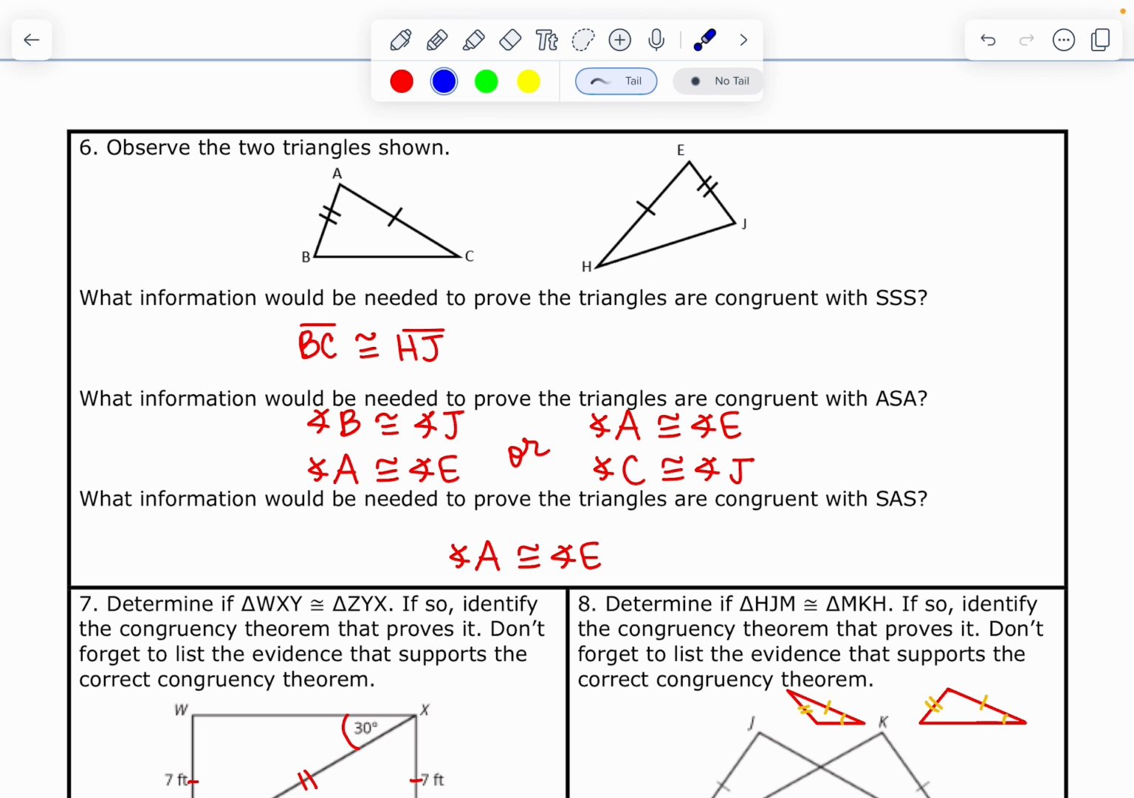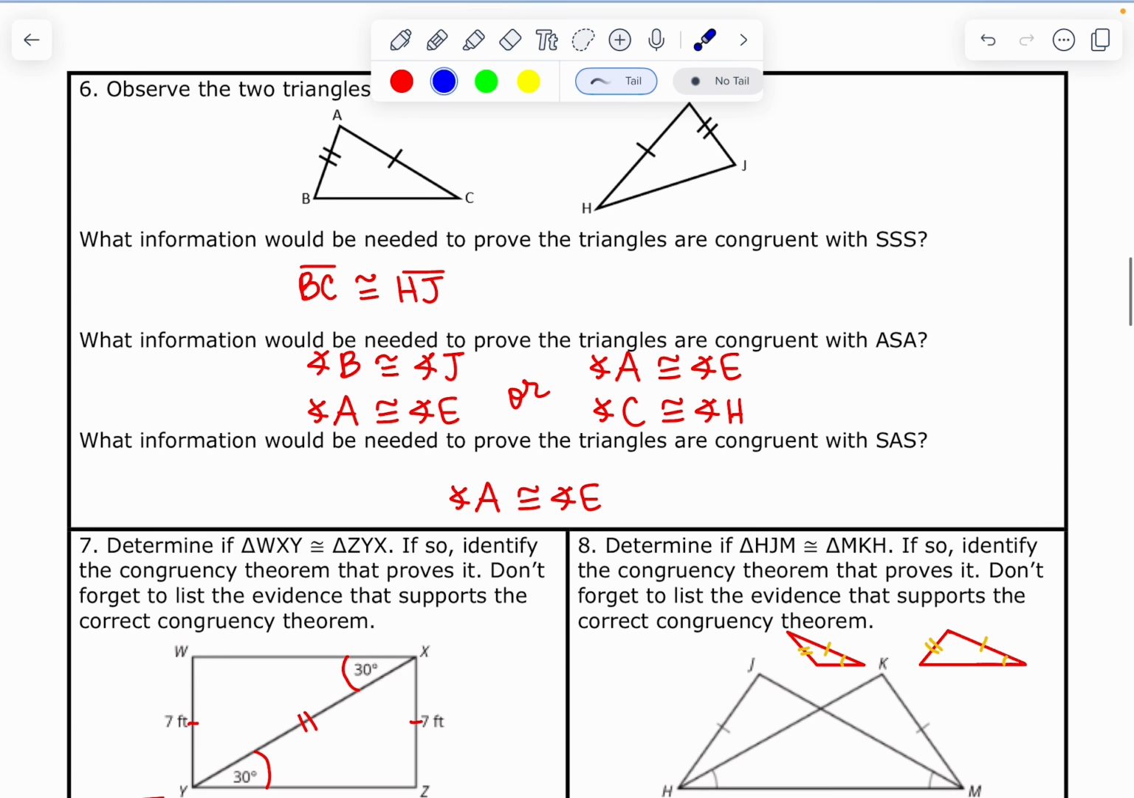Oh, wait, I was right the first time. So let me go over this one again. If we use this side, then we would need to prove that A is congruent to E and that C is congruent to H. Sorry about that. So we could do either or.